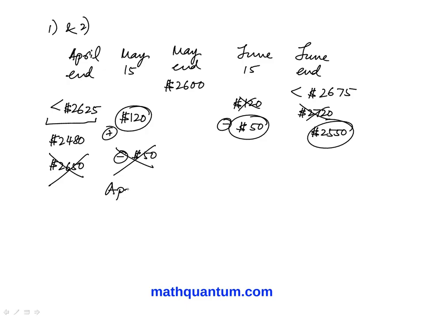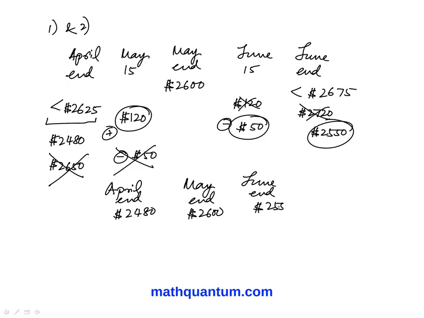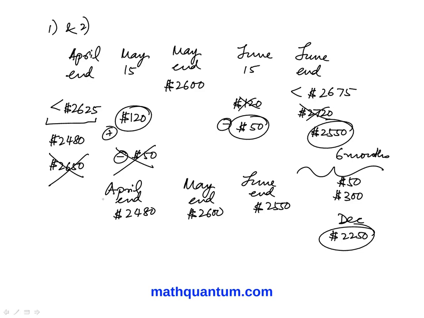So now we know that April end balance was 2,480, May end 2,600, and then June end was 2,550. And I know for the remaining 6 months, there's going to be a $50 withdrawal because the withdrawals have to be in consecutive months. And we would withdraw a total of $300. The end of December, the balance is going to be $2,250. And then the question is, what is the starting balance here?